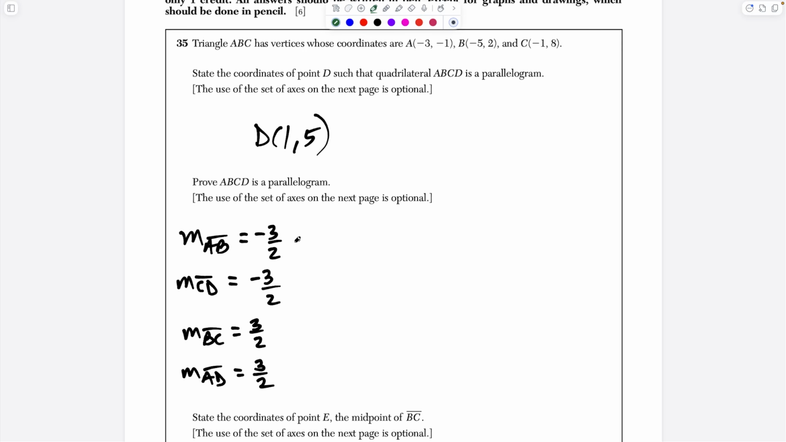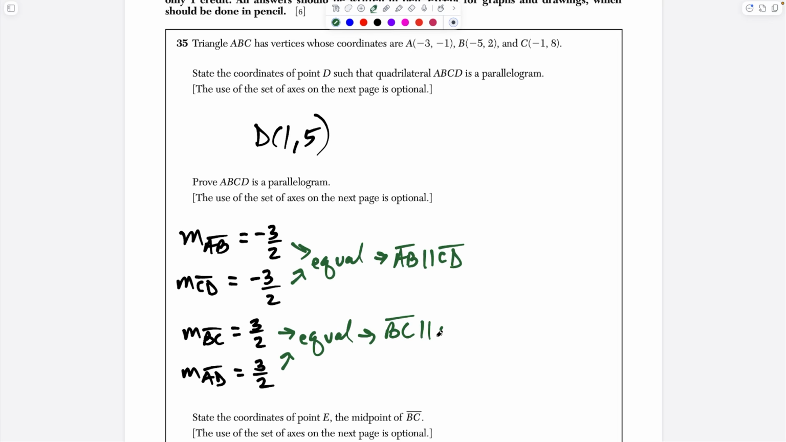But now how do we actually write out the proof? For this type of proof, I like to use a flowchart. So first I would comment and say, hey, these are equal. And since the slopes are equal, this allows us to say that AB is parallel to CD. And then over here, I could say the same thing. I could say, hey, these are equal. And what does that tell us? It tells us that BC is parallel to AD.